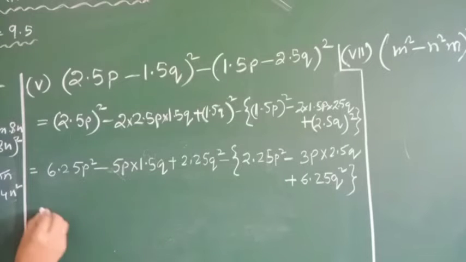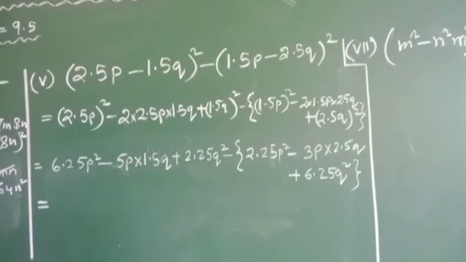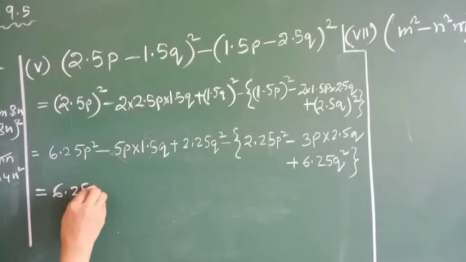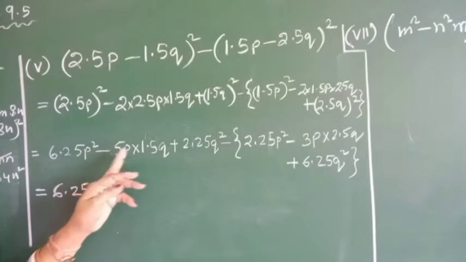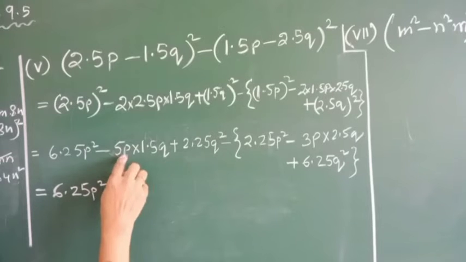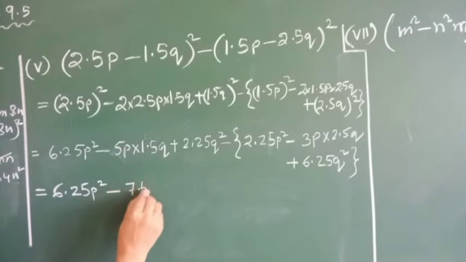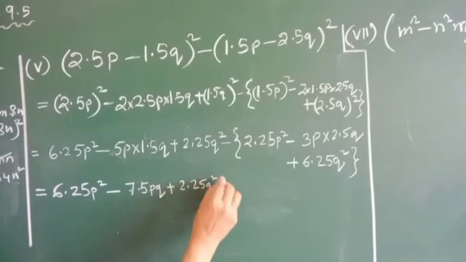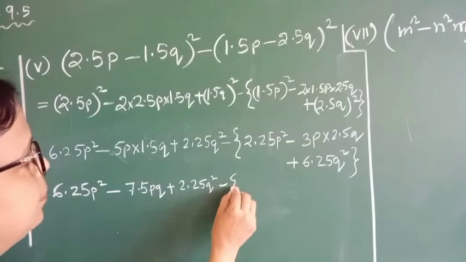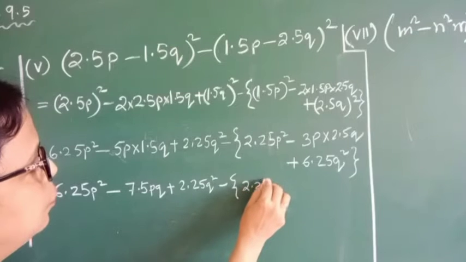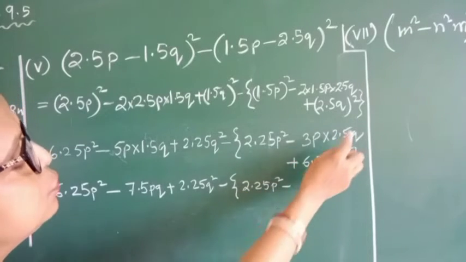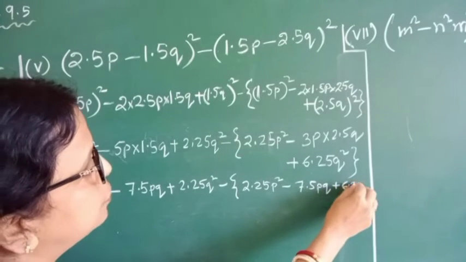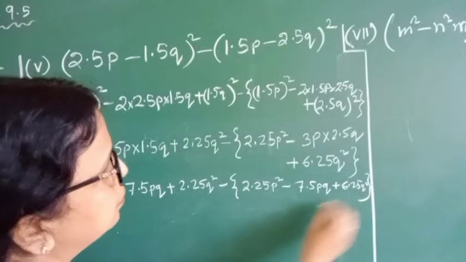After this, what will we do now, students? Now you have to make it slightly condensed. 6.25 p square minus 7.5 pq, 15 into 1.5, 7.5 pq plus 2.25 q square, then minus inside the bracket 2.25 p square minus 3 into 2.5 means 7.5 pq plus 6.25 q square, second bracket close.